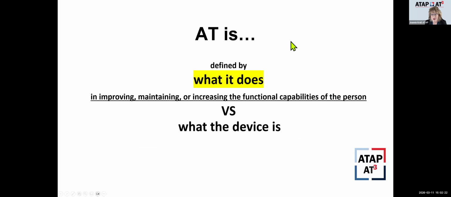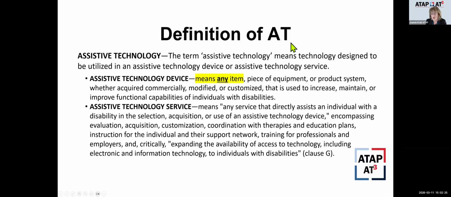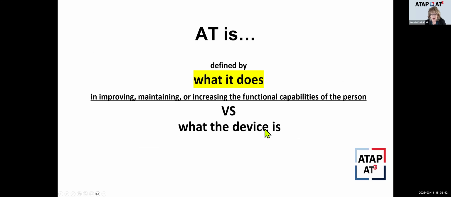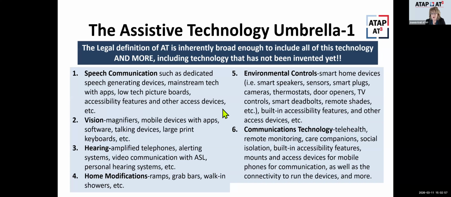And just to remind you, I'm not going to do the full presentation like I did last month. These slides will be in the community forum for you. But I just want to remind you that assistive technology means any item, piece of equipment, or product system. And it really can be anything. It's defined by what it does in improving, maintaining, or increasing functional capabilities of the person versus what the device is. And this is something that you should all take a look at after the session to really see how big assistive technology is.